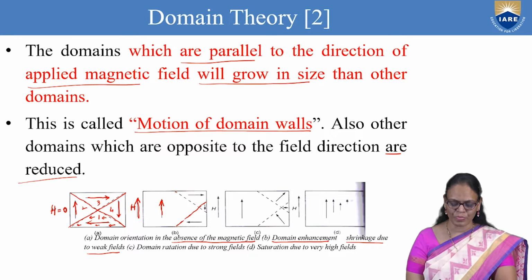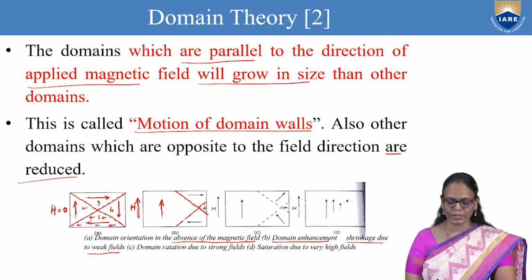This is how the domain size has increased for this one. And the other domains are decreasing in size. This is increasing and this is what we call shrinkage. So, the domain size will vary.